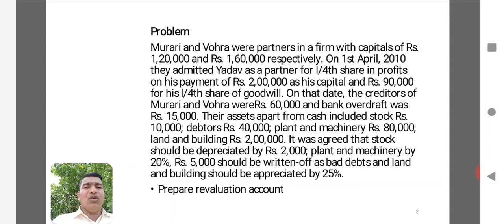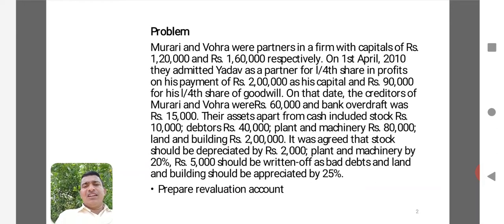And finally one more value, that is appreciation in the value of building by 25%. So this appreciation in the value of building is an item to be recorded in the revaluation account on the credit side, because it is an increase in the value of asset. So that should be taken to the credit side of the revaluation account.